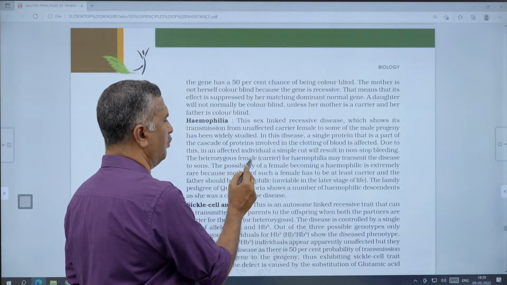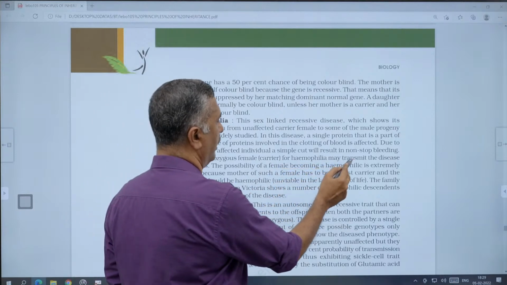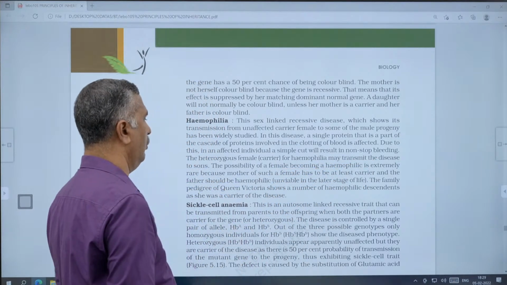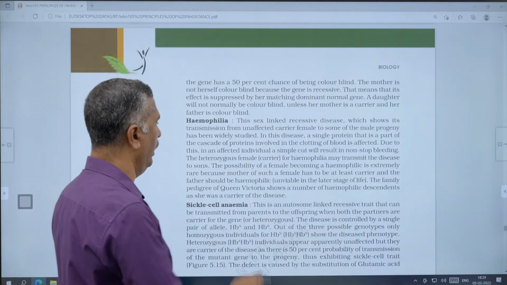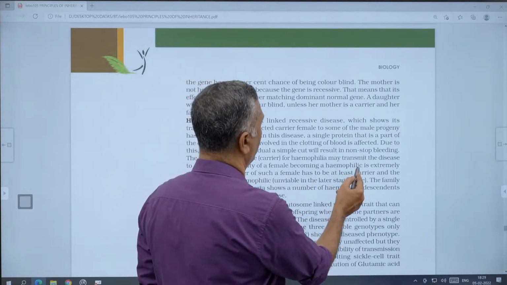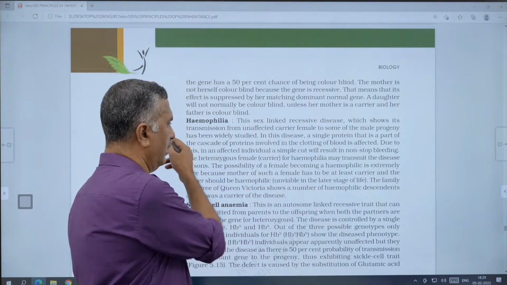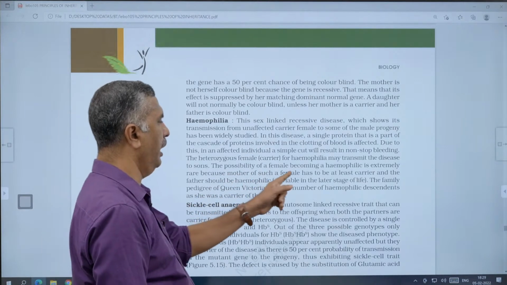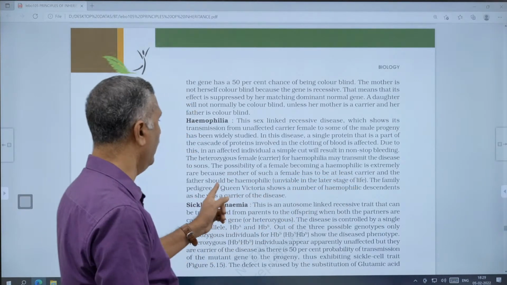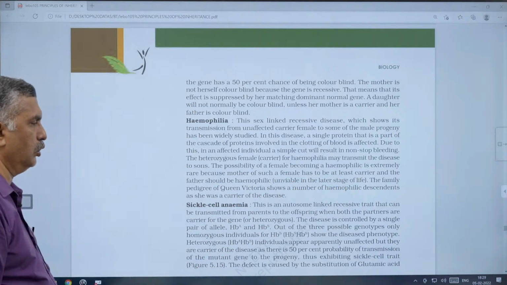The heterozygous female carrier for hemophilia may transmit the disease to sons. The possibility of a female becoming hemophilic is extremely rare, as with color blindness. For a female to become hemophilic, the mother should be at least a carrier and the father should be hemophilic.